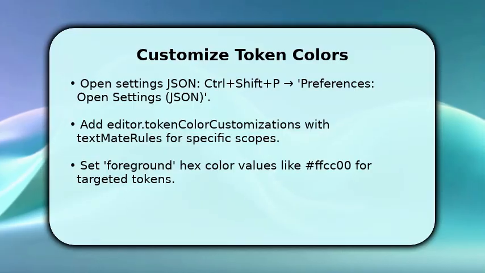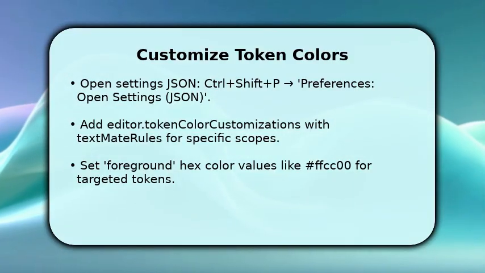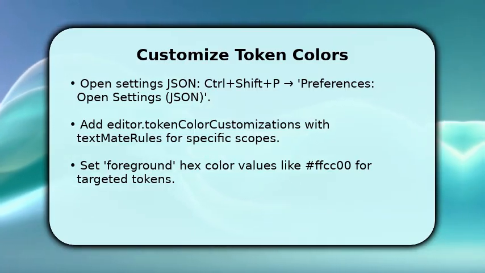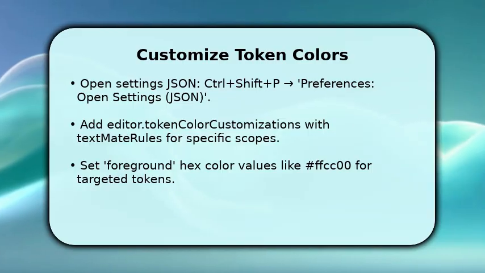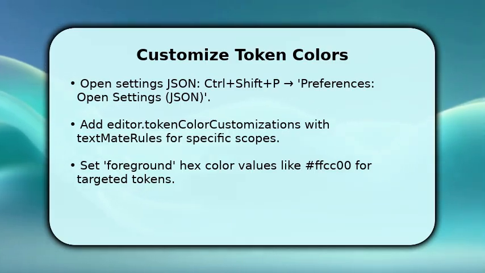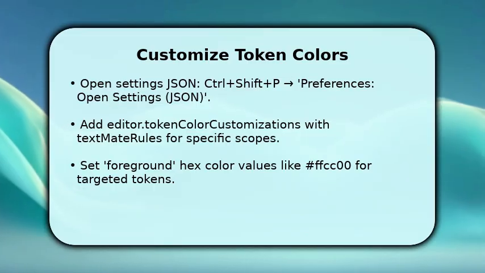You now edit the settings JSON to control specific font colors. Open Preferences, open Settings (JSON), and add an editor.tokenColorCustomizations block. Inside, use textMateRules to target scopes such as variable, string, or comment. For each rule, include a scope array and a settings object with a foreground hex color. This method lets you change only the tokens you care about without altering the whole theme.